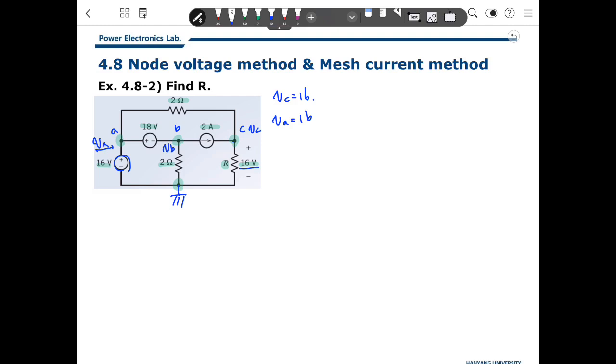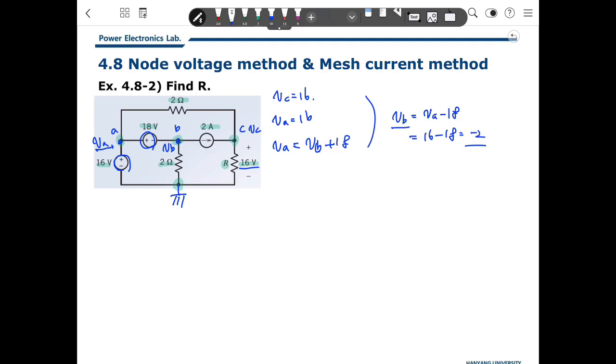It's a very simple way, right? And what is VA? Another way to get VA is VA is VB plus 18 here. Therefore, VB will be VA minus 18. So 16 minus 18 will be minus 2. We know that VB is minus 2.